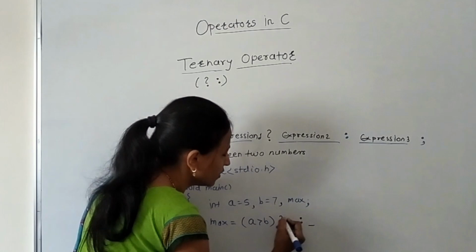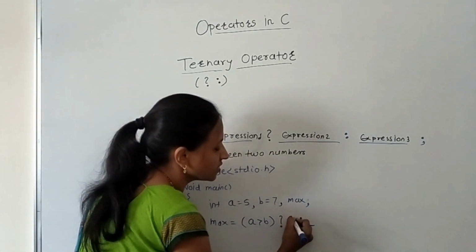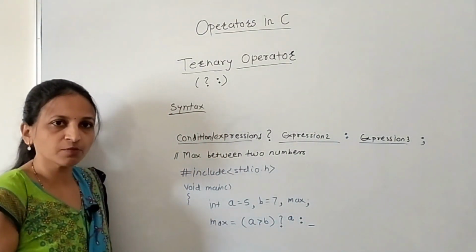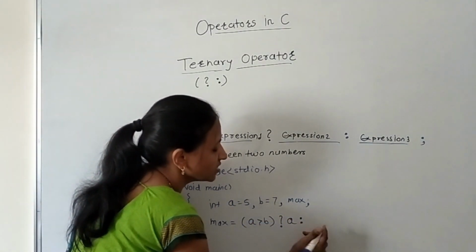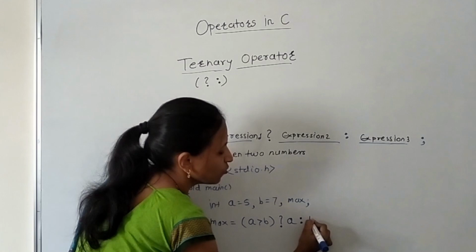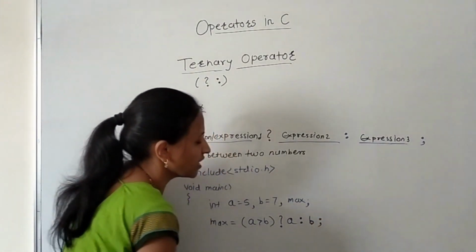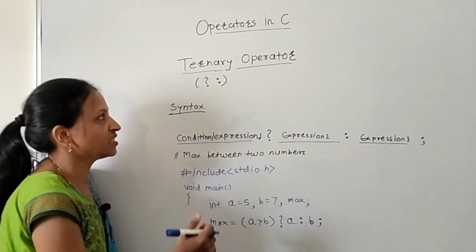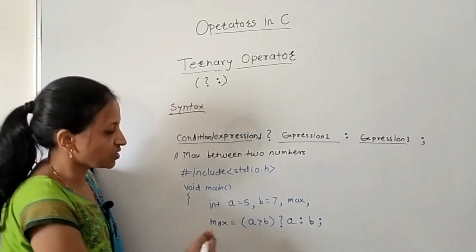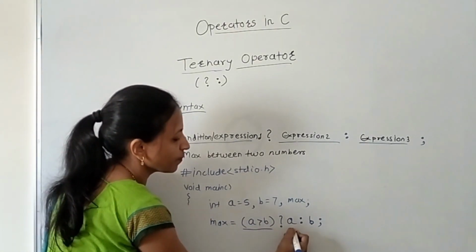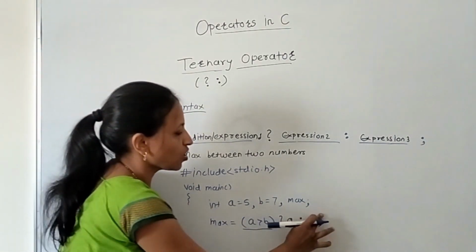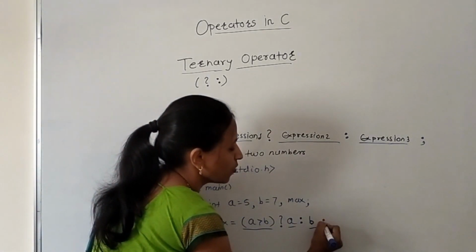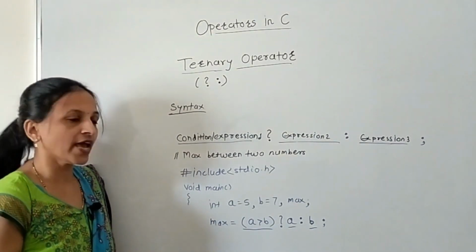Now see, if A is greater than B, then we have to return A because A is the maximum. A will be maximum in that case. And otherwise we have to return B, whatever the value of B. In this way we can write an expression using this ternary operator. Now see, this operator is taking a first operand, second operand and third operand. That's why it is called a ternary operator. Now see how it acts.